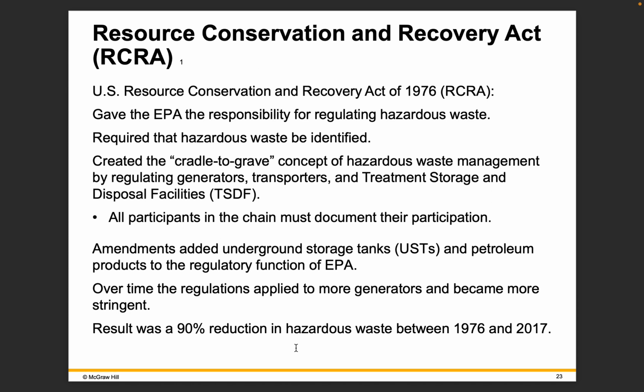All the waste has to be accounted for. Amendments added underground storage tanks and petroleum products to the regulatory function of the EPA. And over time, the regulations applied to more generators and became more stringent. The result has been a 90% reduction in hazardous waste between 1976 and 2017.